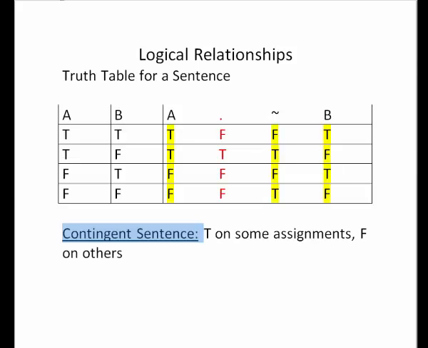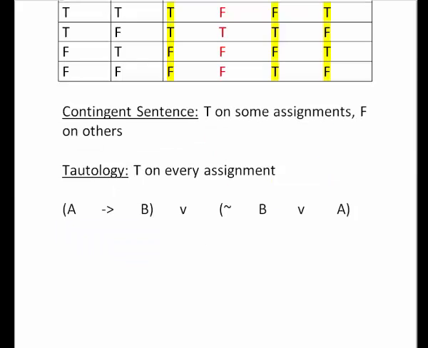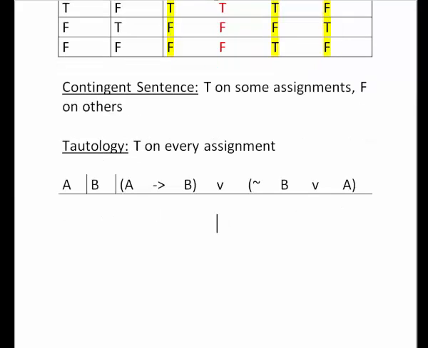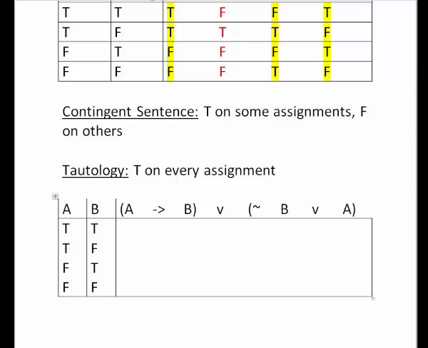Some sentences end up being sort of logically weird in ways. You can have a sentence that ends up being true on every single assignment, and that's what we call a tautology. So take a look at this example. We have either A only if B, or either not B or A. Symbolically, A arrow B, in parentheses, wedge, and then in parentheses, tilde A, wedge A, tilde B, wedge A. This is another sentence that's built out of two simple sentences, A and B. So we can start by listing the possible assignments for A and B.